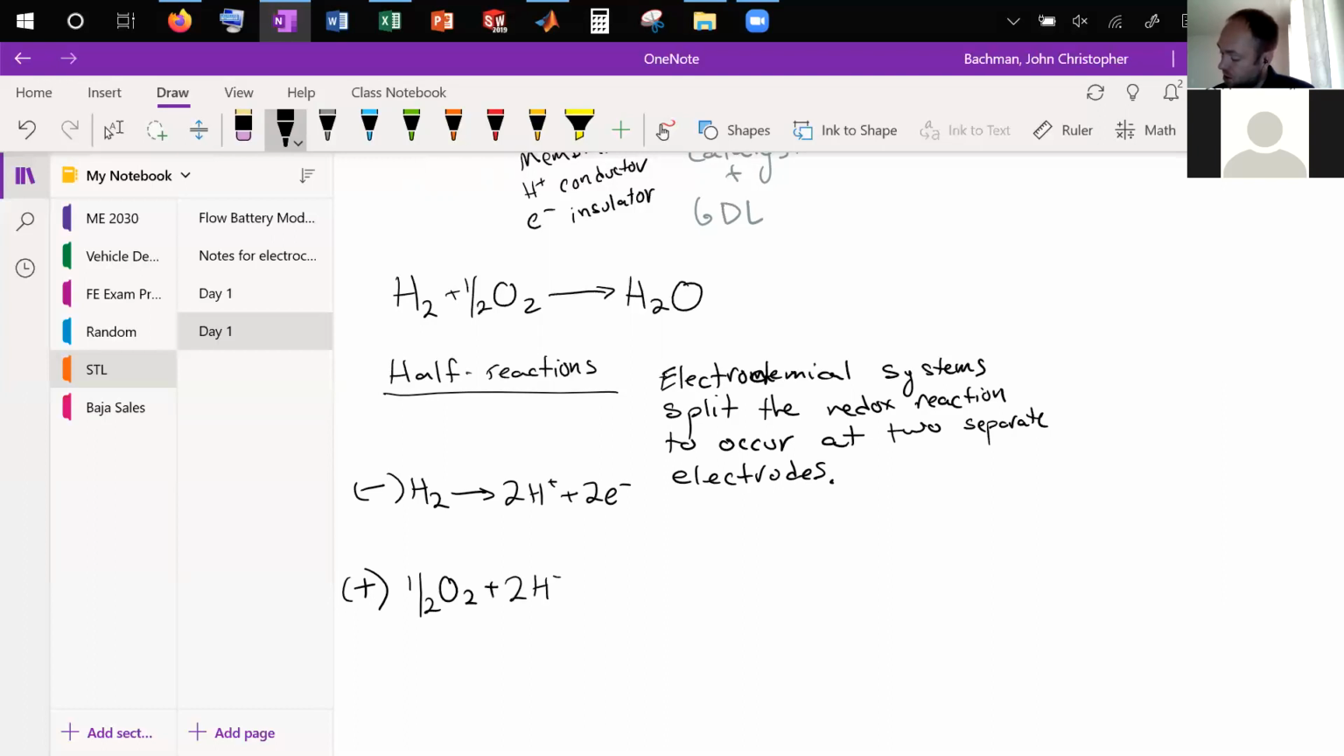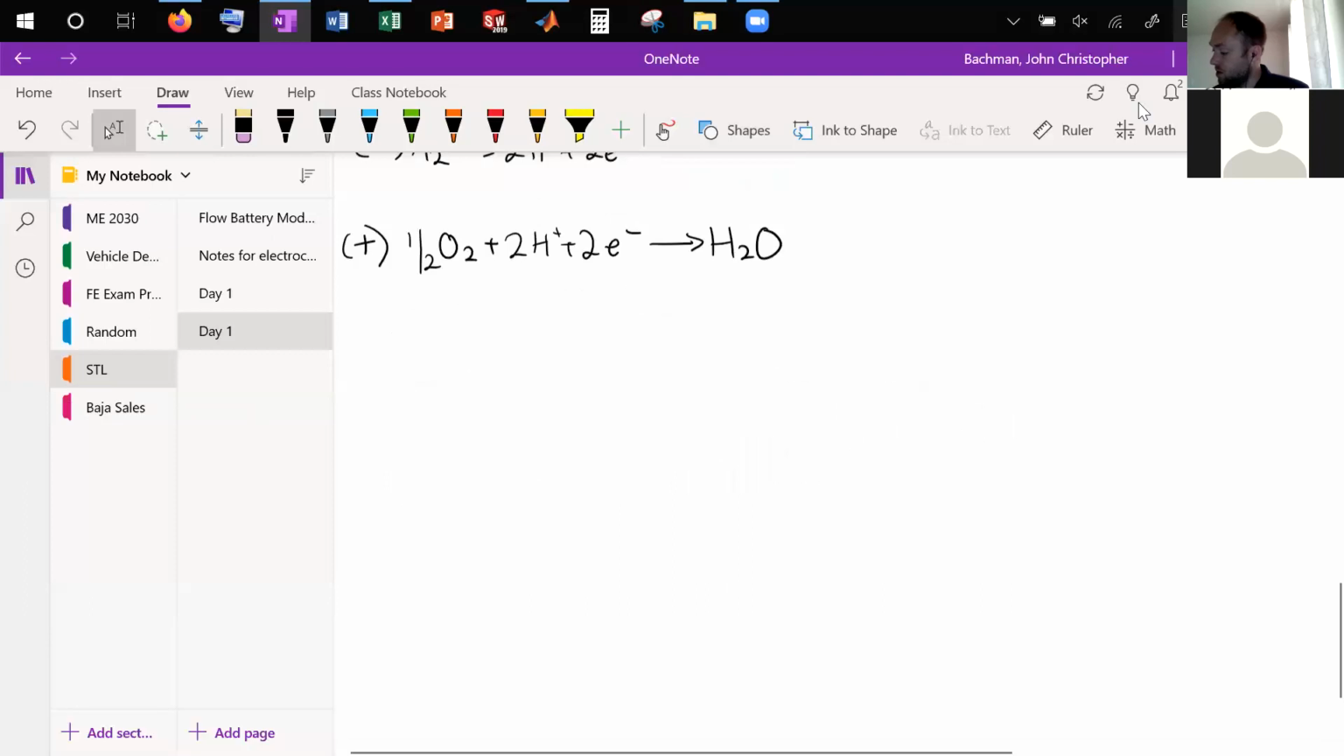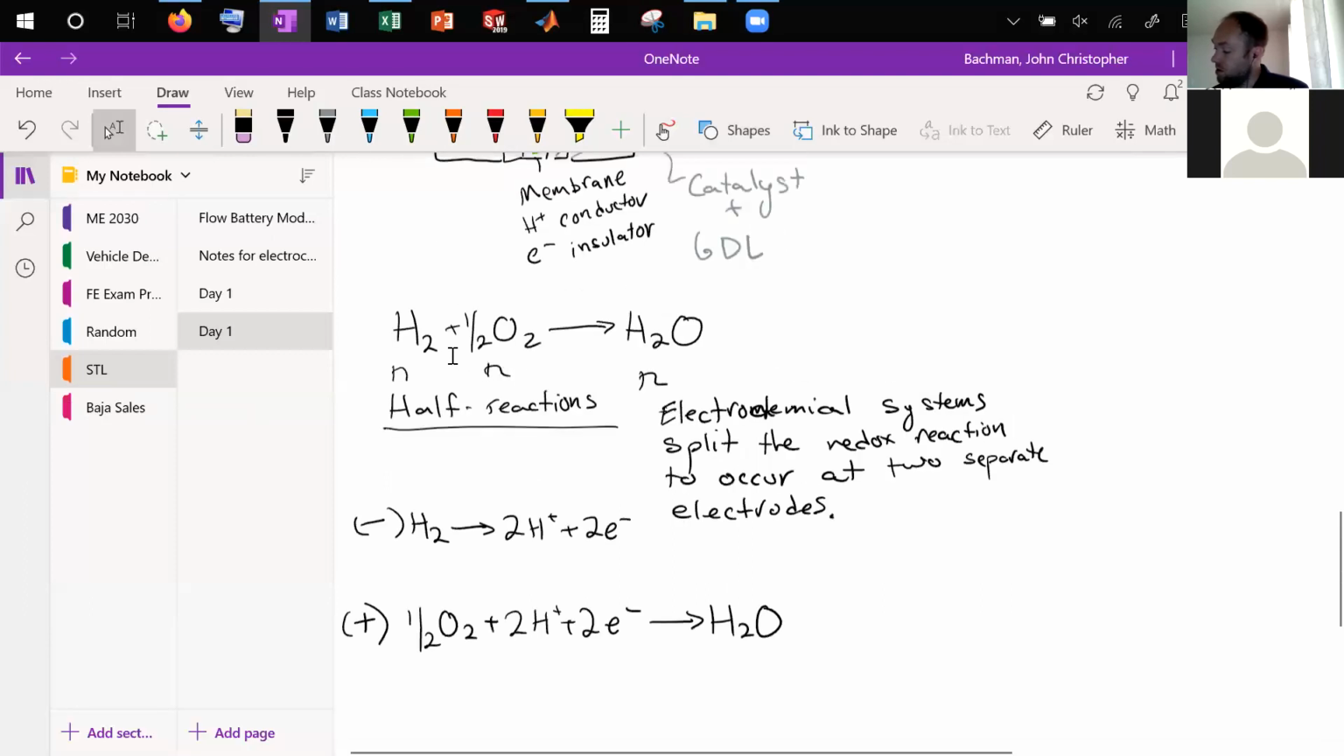Plus we're going to get these protons, plus we're going to get these electrons, and we're going to form water. Right, and so you can see what's happening is originally both these molecules are neutral. But since this is just hydrogen, it's going to equally pull it. So they're both going to have kind of an oxidation state of 0.